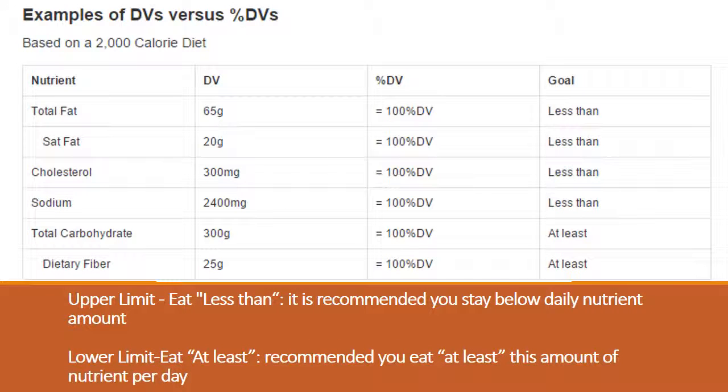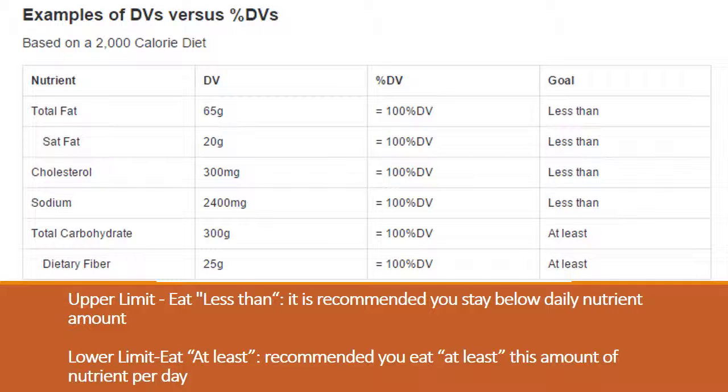How do the daily values relate to the % daily values? The example here is a way to see how the daily values relate to the % daily values and dietary guidance. For each nutrient listed, there is a daily value, a % daily value, and dietary advice or a goal. If you follow this dietary advice, you will stay within public health experts' recommended upper or lower limits for the nutrients listed based on a 2,000 calorie daily diet.